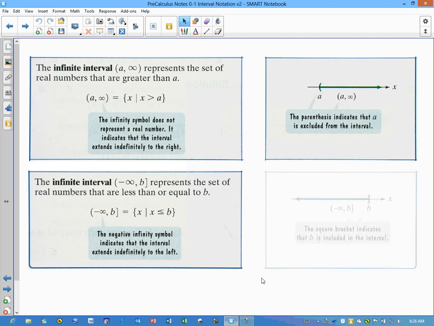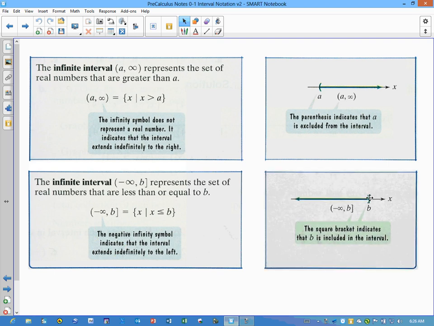And then if we look at the graph, of course, you're going to have a bracket at b because it does include b. Whatever symbol is here is also going to be here. So it starts at b and then goes off to the left with the arrow.